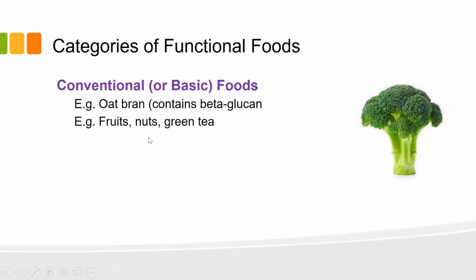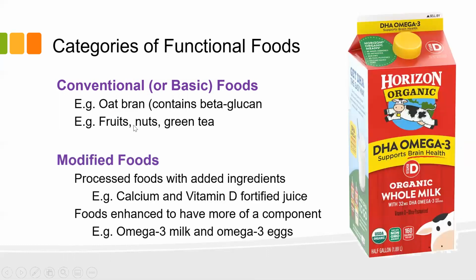So I have some functional foods I want to talk about, but usually they're grouped into two categories, right? Conventional or normal or whole foods, so broccoli, fruits, nuts, those kinds of things. So basically food that's ready to go from the farmer or the producer, right? And the second group are modified foods. The textbook actually breaks this down into two categories. I think of it as one category of modified foods.